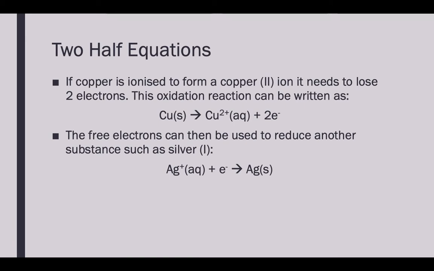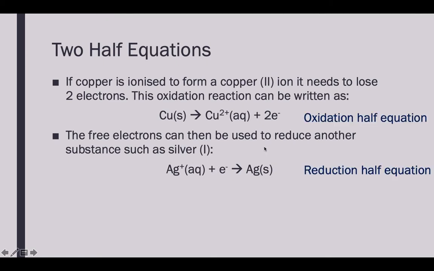One is copper is ionized to form copper 2 ion. It needs to lose 2 electrons. Therefore, it is an oxidation reaction. Remember, oxidation is to lose electrons. On the other hand, the free electrons can then be used to reduce another substance, such as silver in this case. Okay? So we have an oxidation half and a reduction half.